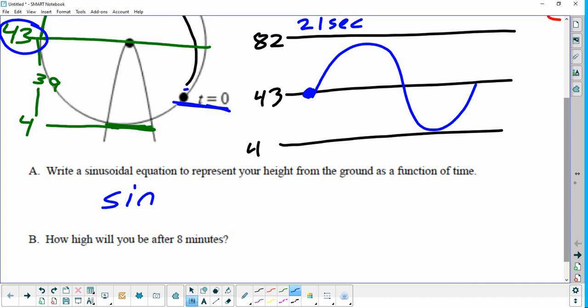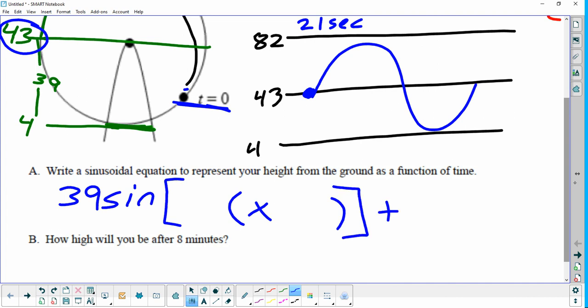The number that goes in front of your trig function is called amplitude. What is the amplitude? 39. It comes from the radius. That's how much you go up and down from the midline. And the rest of our equation is going to look like this. We got to fill in a B, that's our period changer. We need to fill in our phase shift that goes with the X, and our vertical shift that goes at the back.